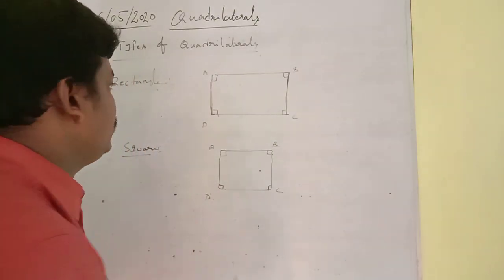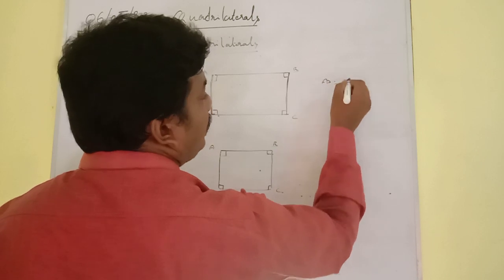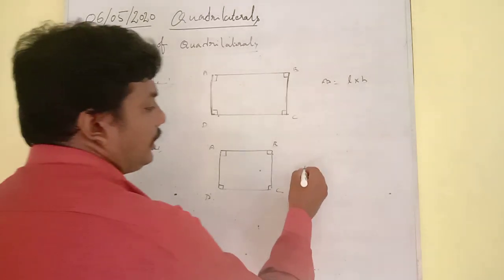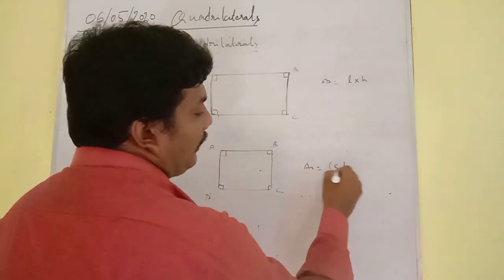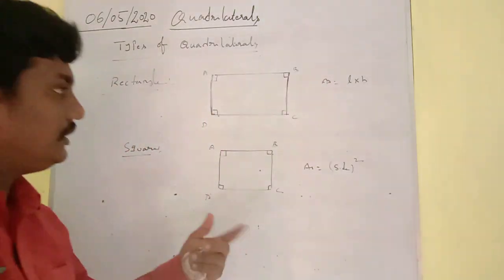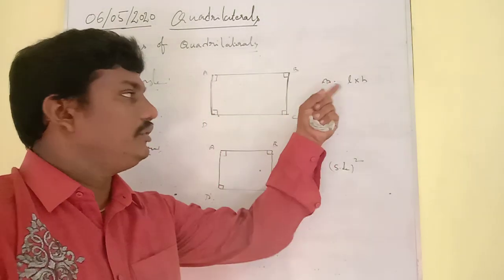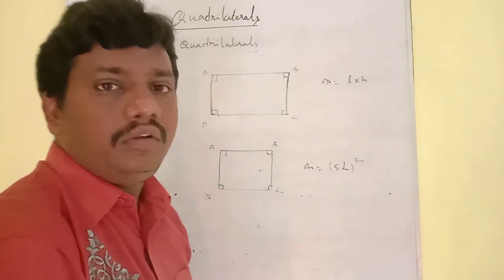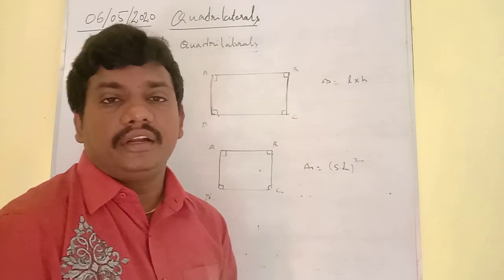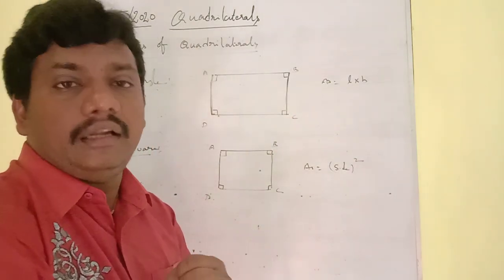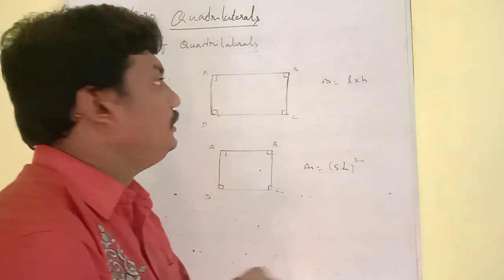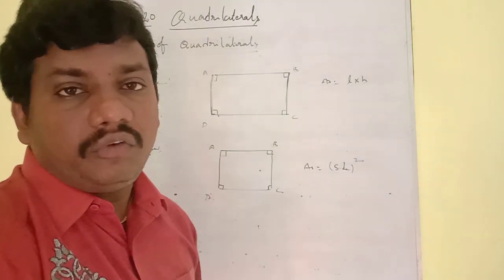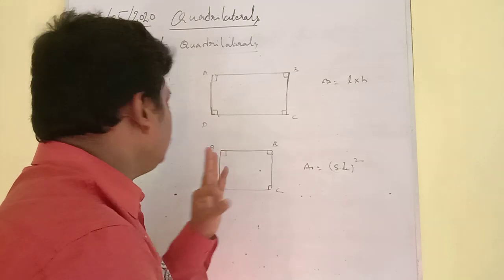Next, what about area? Area of a rectangle is length into breadth. For a square, area is side squared, or side into side, because all sides are equal. Here in the rectangle length and breadth are different, that's why we consider length into breadth as area. So in this video we discussed properties of quadrilaterals: first trapezium, second parallelogram, third rhombus, fourth rectangle, fifth square.